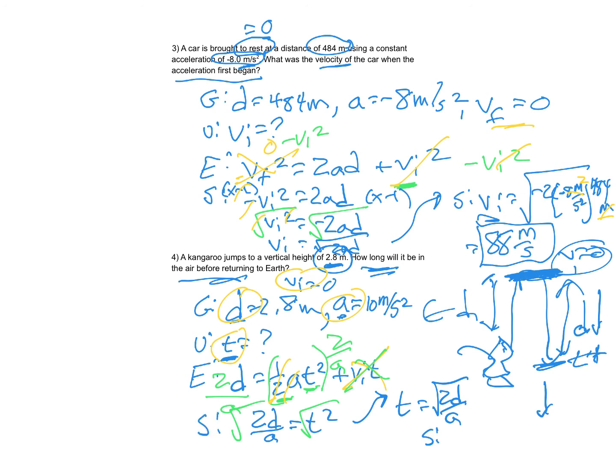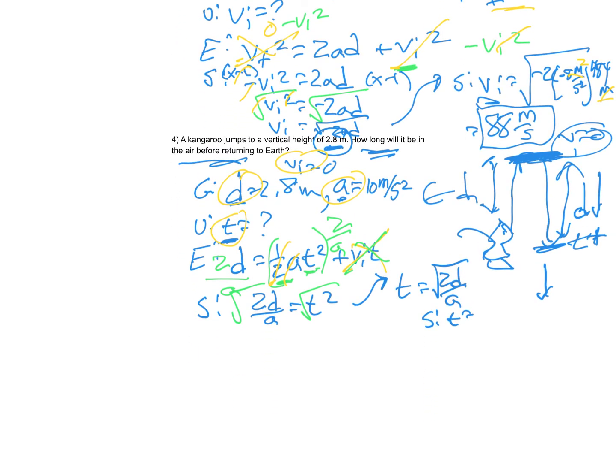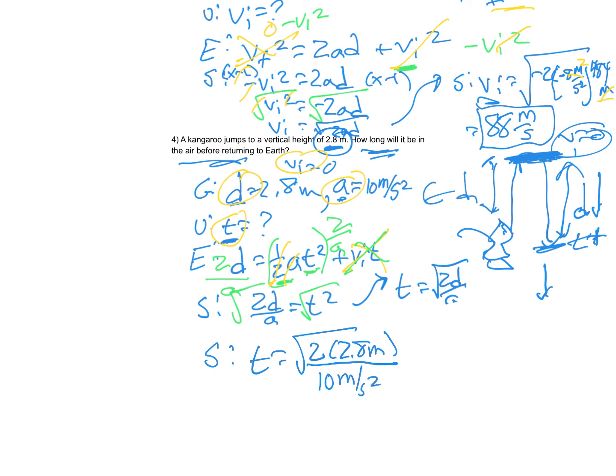And so then my solution step is T is equal to, let me see if I can move this up a little bit. Oh, look, more space. Let's make it a little neater so you can actually read it. All right, so T is equal to the square root of 2 times 2.8 meters. Again, I'm putting my units in so I don't forget them. Divided by 10 meters per second squared.